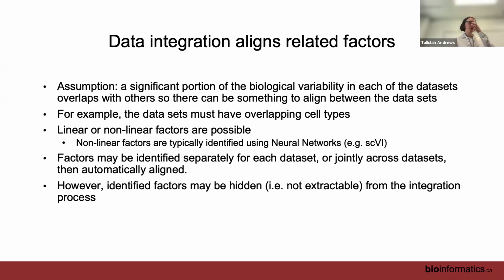So most data integration methods that are used today align related factors within your data. They don't actually correct the gene expression values, and we'll talk about why that is in a little bit. We're assuming that a significant portion of the biological variability in each of the data sets overlaps with the others, so there is something to align between the data sets.